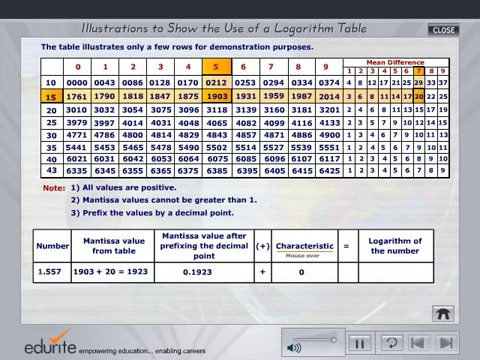Characteristic is one number less than the number of digits before the decimal point. That is, in 1.557 there is only one digit before the decimal point. Therefore, characteristic is equal to 0. The sum of Mantissa and characteristic gives the logarithm. Therefore, 0.1923 is the logarithm of 1.557.